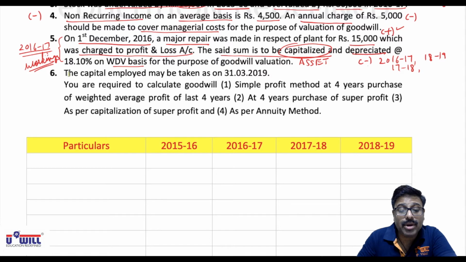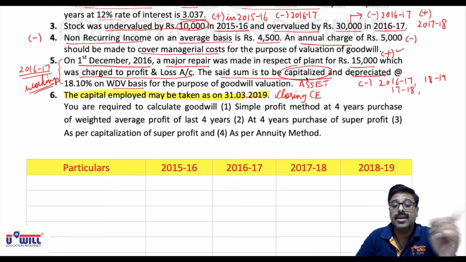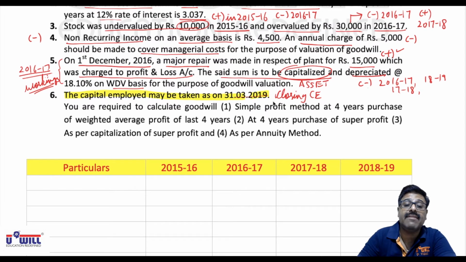The capital employed may be taken as on 31/3/19. 31/3/19 means closing capital employed. So in this question we are supposed to take closing capital employed only. No need to find average capital employed. I told you, if specifically given in the question to take closing capital employed, then no need to find average capital employed.